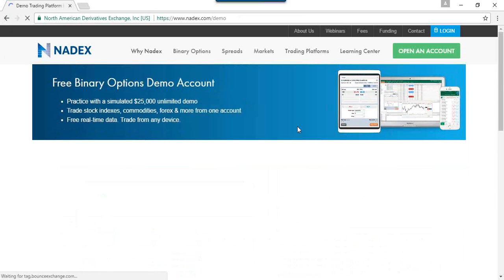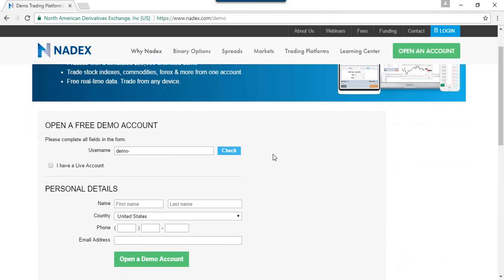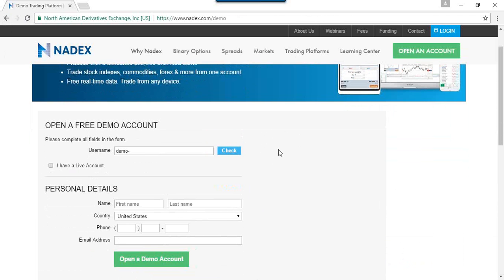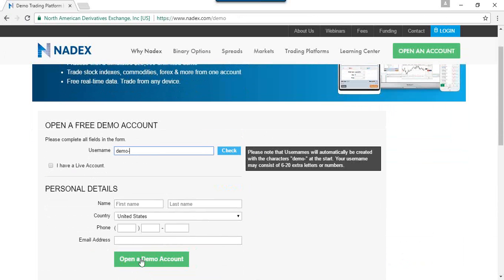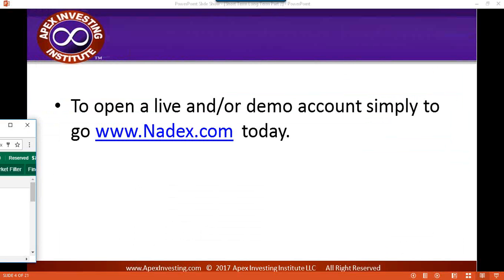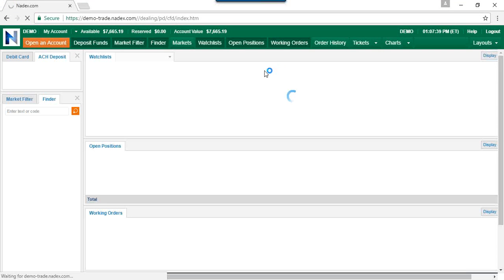Right here, demo trading platform. If you don't have one of these already, go ahead and get one. Even if you already have a live account with Nadex, make sure to sign up and get a demo account. Nadex will give you a free demo account with $25,000 of demo money in it to test and trade on the platform, get used to the platform. All you gotta do is select a username, fill out some quick info, and hit submit. And in just a few moments, you'll get an email from Nadex with a temporary password, and you can use your username and temporary password and log right into the Nadex demo platform.